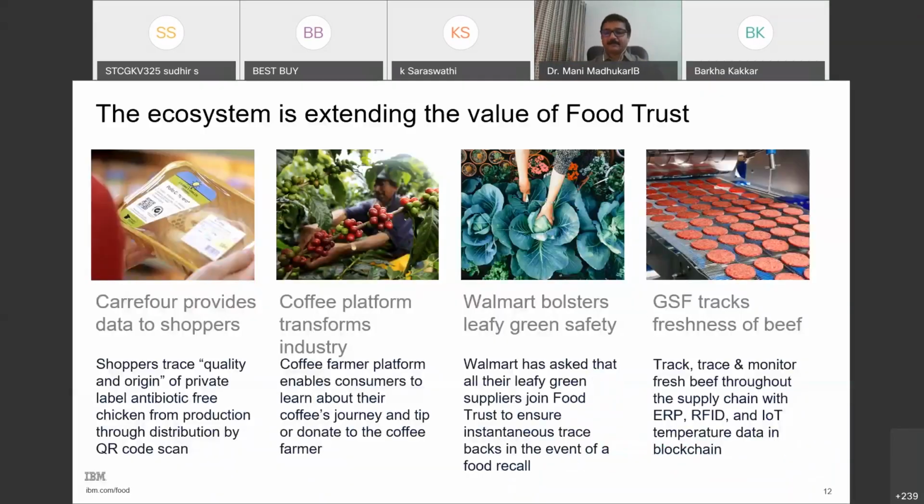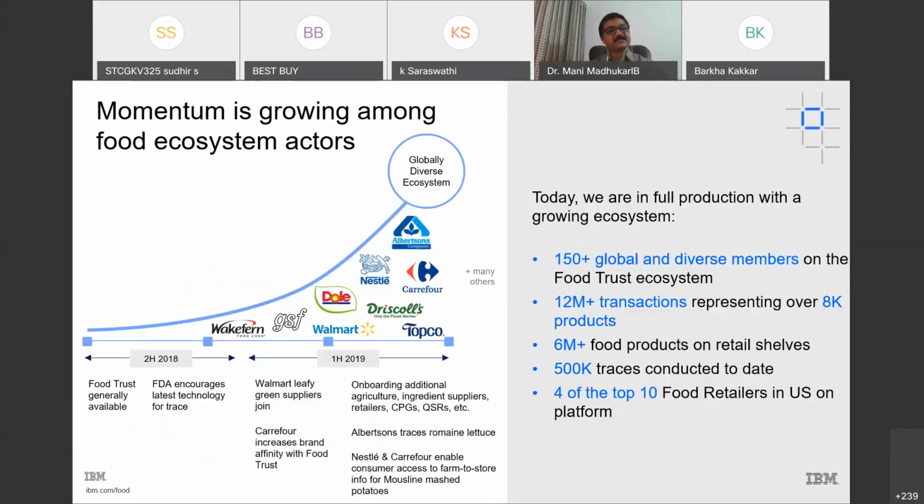Right now there are a lot of people using it in so many ways. Carrefour is using it for antibiotic free chickens. A couple of coffee farmers platforms are using it for validating the beans, where they are generating the journey of the coffee bean. Walmart is using it for leafy vegetables. GSF is using it for basically fresh beef, and there are so many ways, right? So as I was telling you, this platform is just 2 years old.